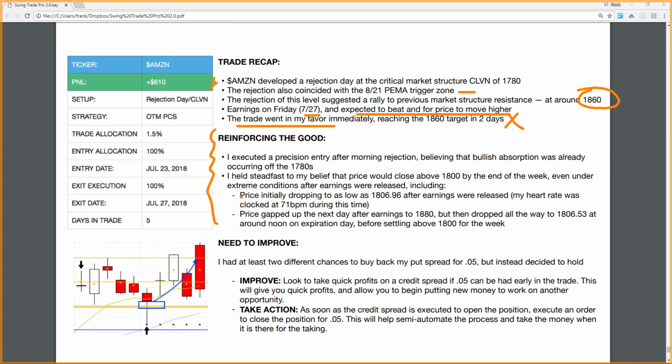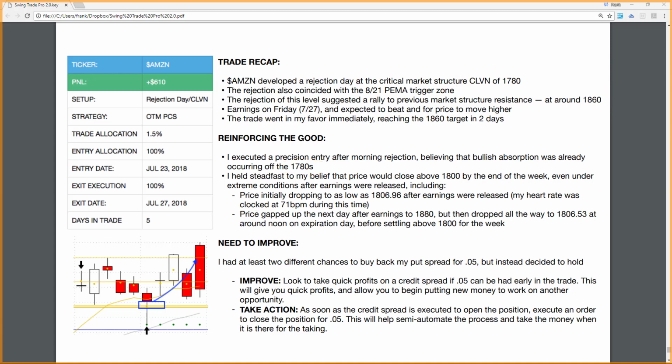So, reinforcing the good. I executed a precision entry after morning rejection, believing that bullish absorption was already occurring off the 1780s. So in the morning, after the price sold off significantly, it had only barely started to bounce, but we were seeing absorption at 1780s, which was right at the CLVN. I didn't make my trade till much later in the 1798s, only because I wanted to be sure that was occurring. But again, we could have gotten in a little earlier.